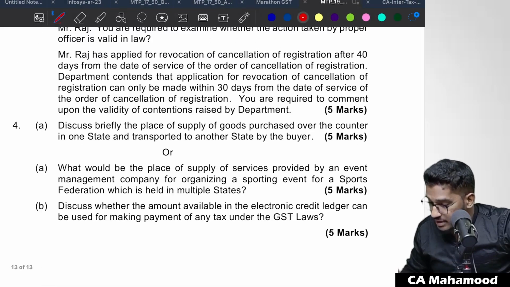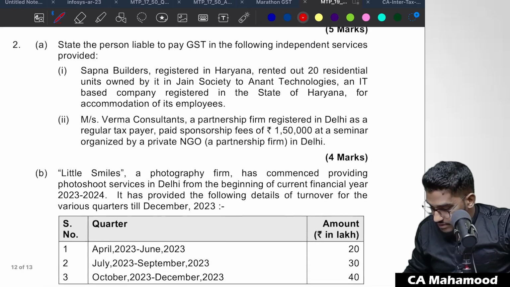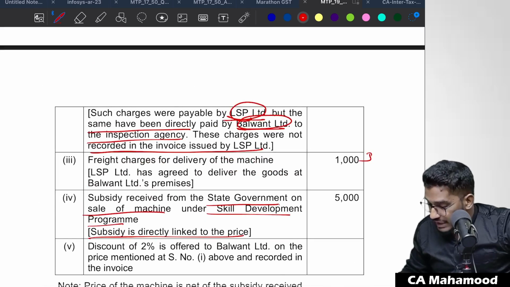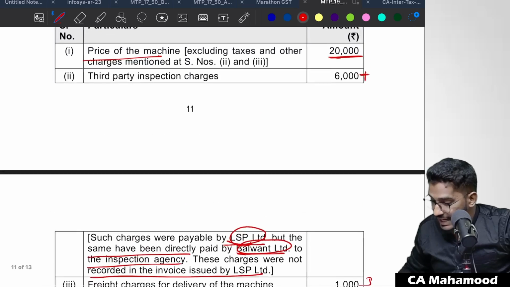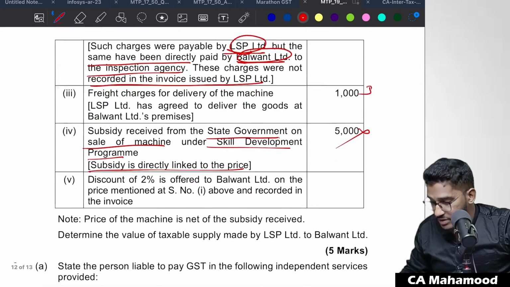Will this be added, guys? Sorry. So will that be added? No, that will not be added. This 5,000 will not be added. Okay, so we will add this 20,000, 6,000 we will add, 1,000 rupees we will add.